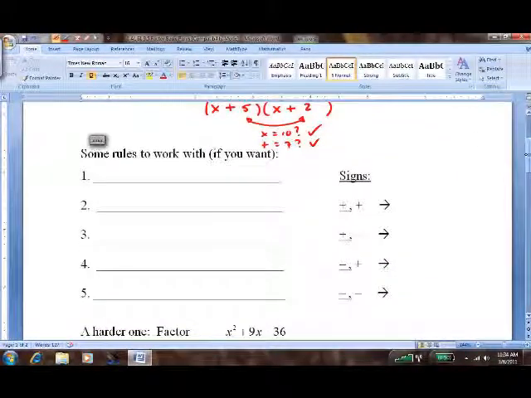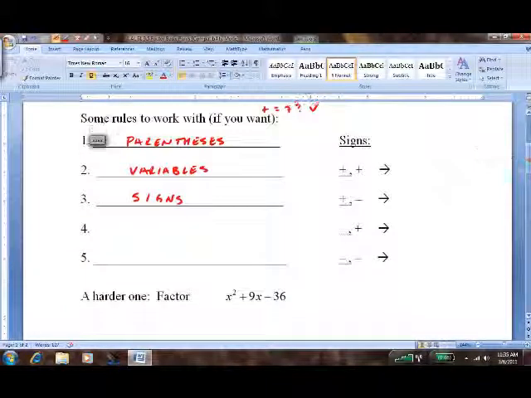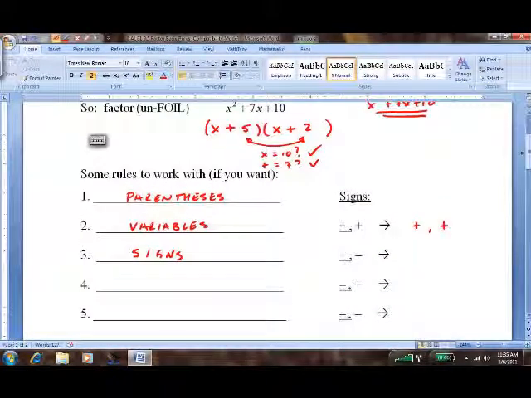So again, the rules. First thing we do, put in parentheses. Then put in the variables. Typically x, but not always. Then figure out the signs, and they are listed on the right. If you always keep the bigger number first, which I'll demonstrate in a moment, then you go plus, plus, and the signs are here and here.